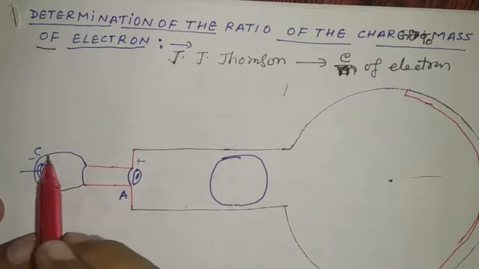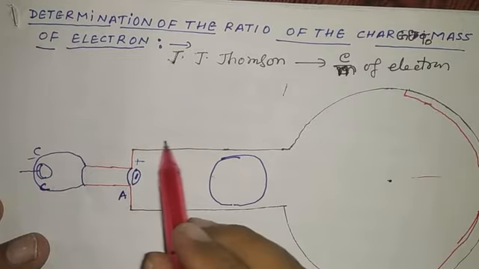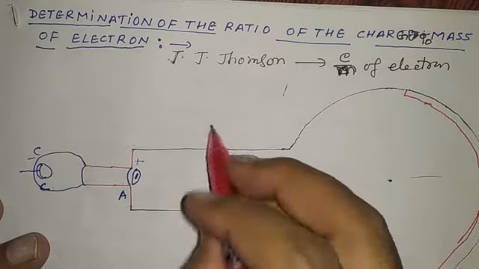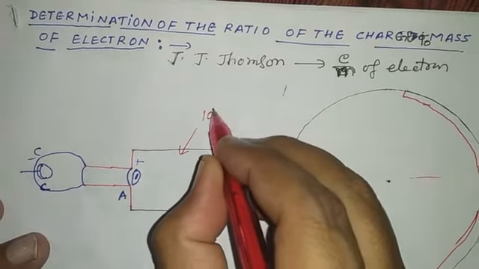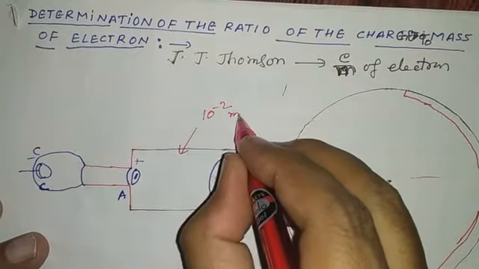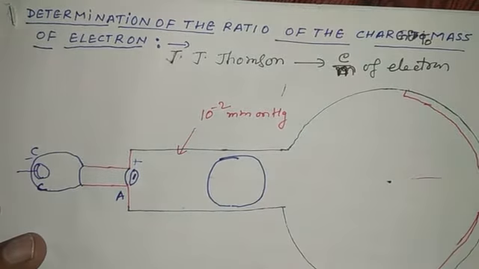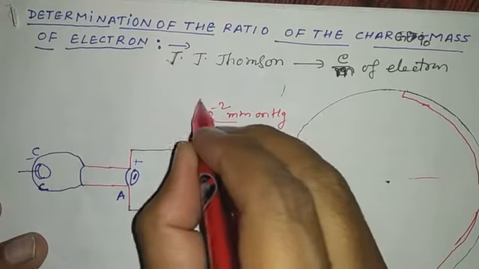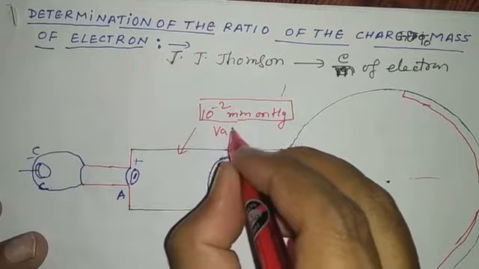In this experiment, here is an enclosure. See, this enclosure is at very low pressure. This is around 10 to the power minus 2 mm of mercury height. So the pressure is very less, as low as possible, nearly vacuum.